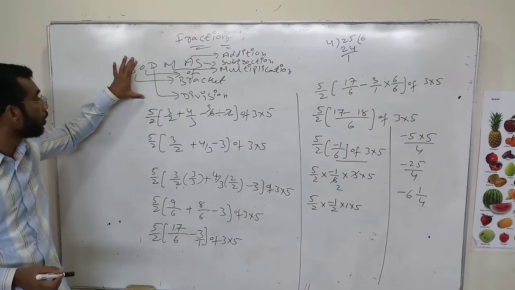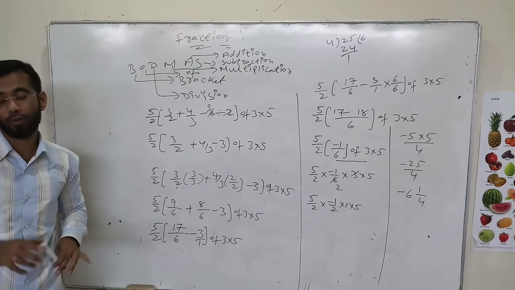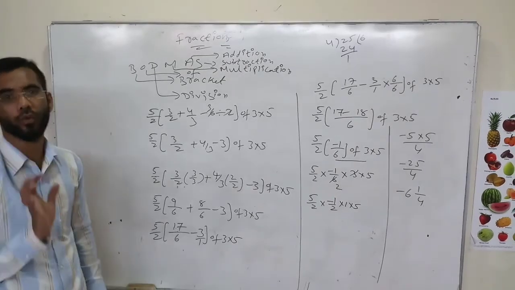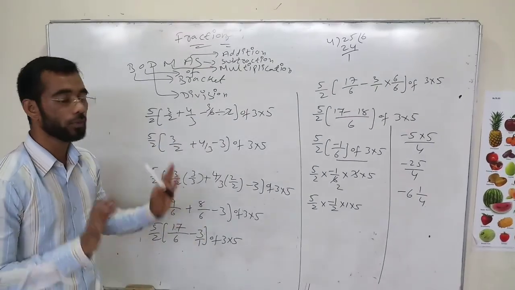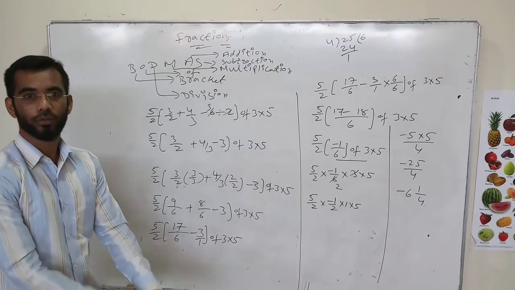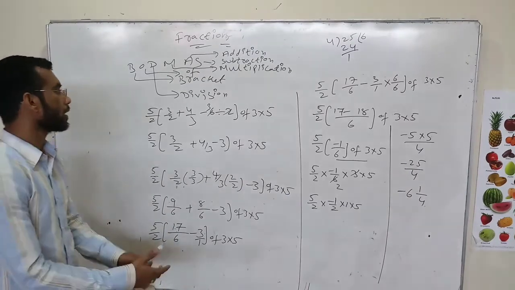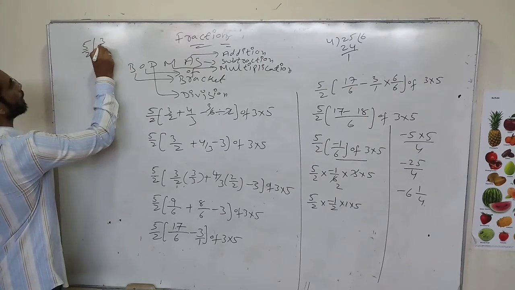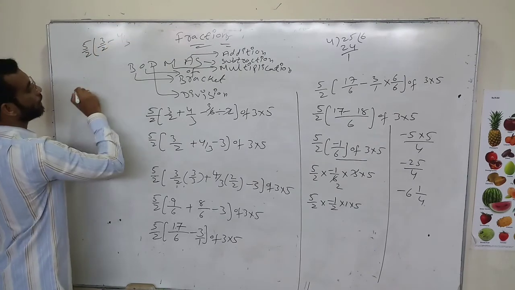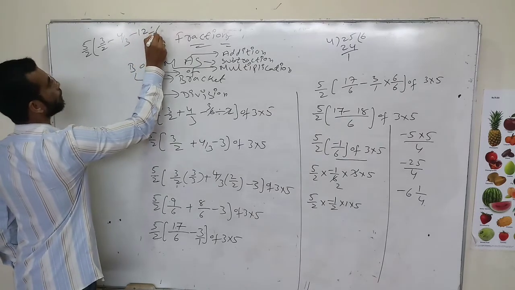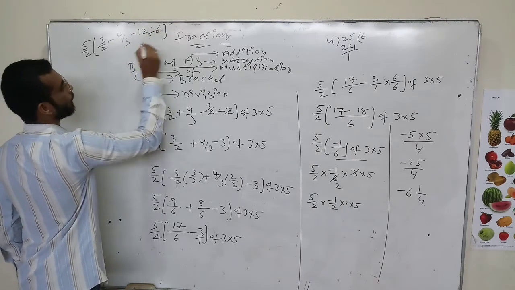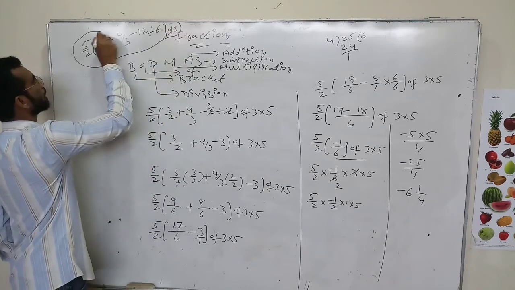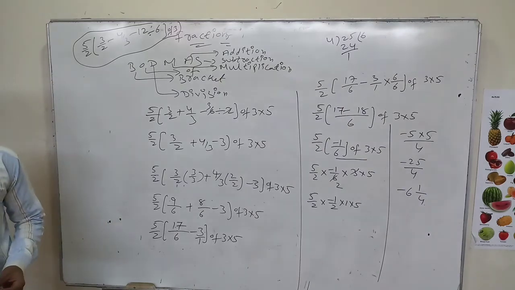Remember, this is the most important board maths rule: bracket, of, division, multiplication, addition and subtraction. It is most important for you. If you are able to understand this one, then the problem will be very easy for you. Hope everyone understood. Try one problem: 5 by 2 into 3 by 2 minus 4 by 3 minus 12 divided by 6 of 3. Take this problem and try it at home and check the answer.